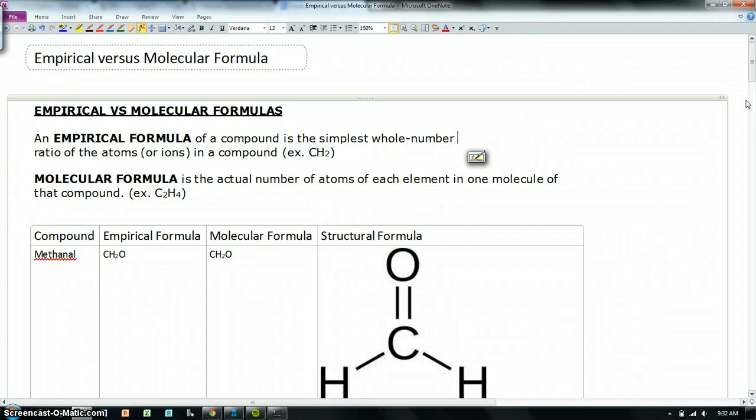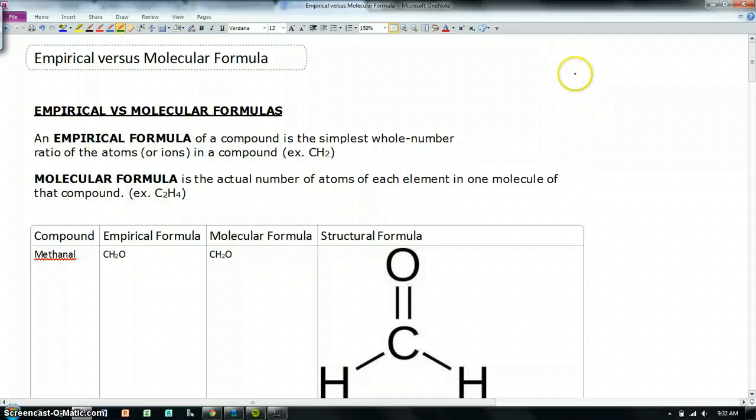Hi gentlemen, today we'll be discussing empirical versus molecular formulas. Here we're basically just discussing the difference of the lowest whole ratio of a formula versus the actual formula. So we're only going to do this when we discuss covalent compounds, because ionic compounds are always the reduced version.